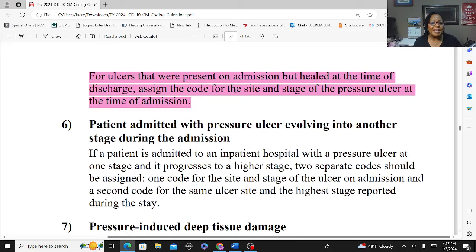For ulcers that are present on admission but healed at the time of discharge, assign the code for the site and stage of the pressure ulcer at the time of admission. Because think about it, the facility needs to be reimbursed for all the work that they did to heal that pressure ulcer. So again, for ulcers that were present on admission, it was there, but it healed at the time of discharge, then assign a code for the site and stage of the pressure ulcer at the time of the admission, because it shows that the work was done to heal it. So the facility should get reimbursed.